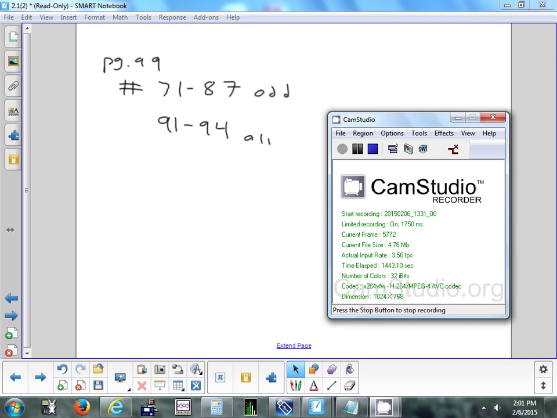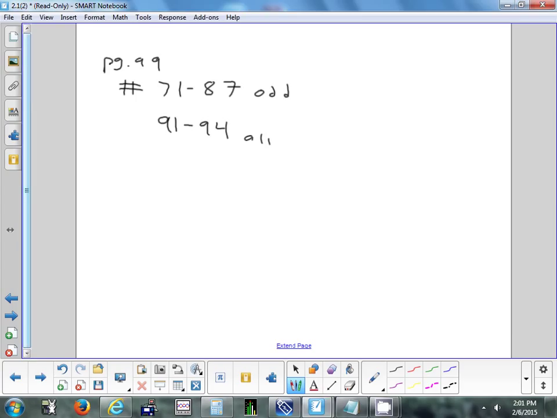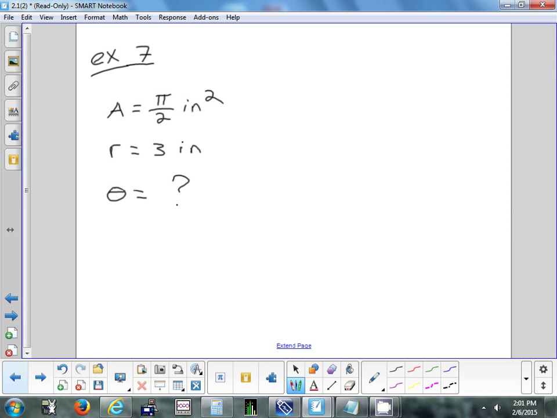Okay, what I'm also going to do, I'm going to go back and show the one example that we skipped over. So if you're watching this and you want to see that example we didn't do, I'm going to do that right now. All right, so the last one was finding the angle when they give you the area and the radius. So start out with the formula. Fill in what you know.